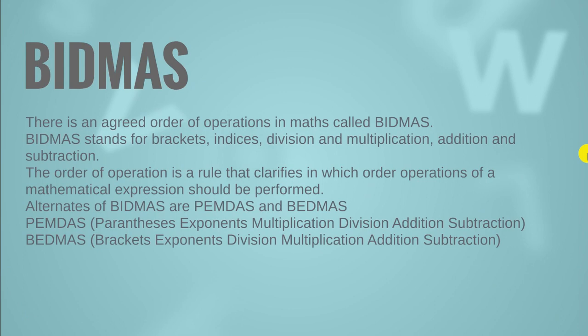There is an agreed order of operations in maths called BIDMAS. BIDMAS stands for brackets, indices, division and multiplication, addition and subtraction. It is basically an order. The order of operations is a rule that clarifies in which order operations of a mathematical expression should be performed. The alternative names of BIDMAS are PEMDAS and BEDMAS. PEMDAS is parentheses, exponents, multiplication, division, addition and subtraction. And BEDMAS is brackets, exponents, division, multiplication, addition and subtraction. So basically all of these terms are almost the same.